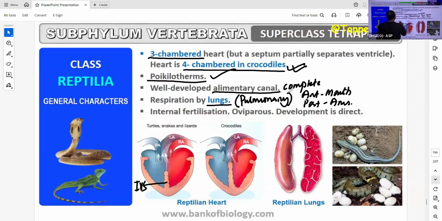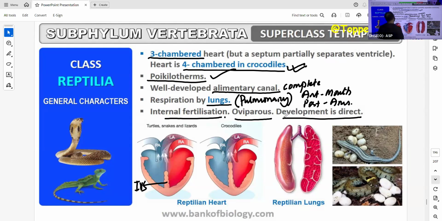Fertilization is always internal. They are egg laying, oviparous. Development is direct, meaning larval stages are absent. From here onwards, amphibians are the last category where you'll observe indirect development. After amphibians, there is no question of any indirect development. All development will be direct in nature.